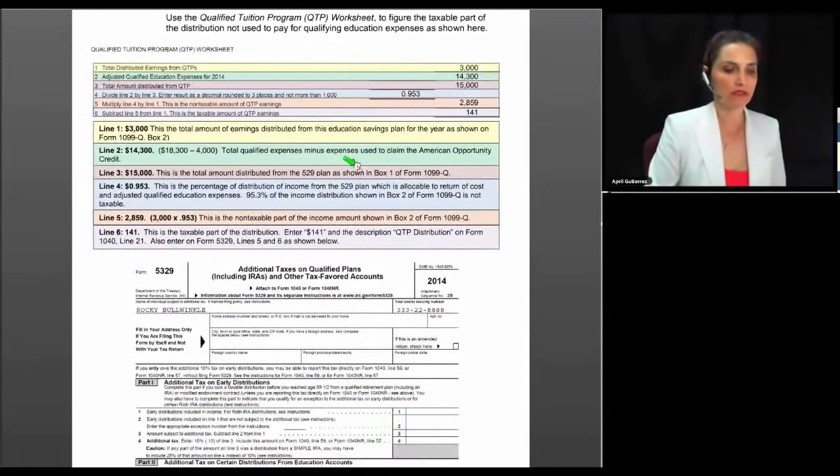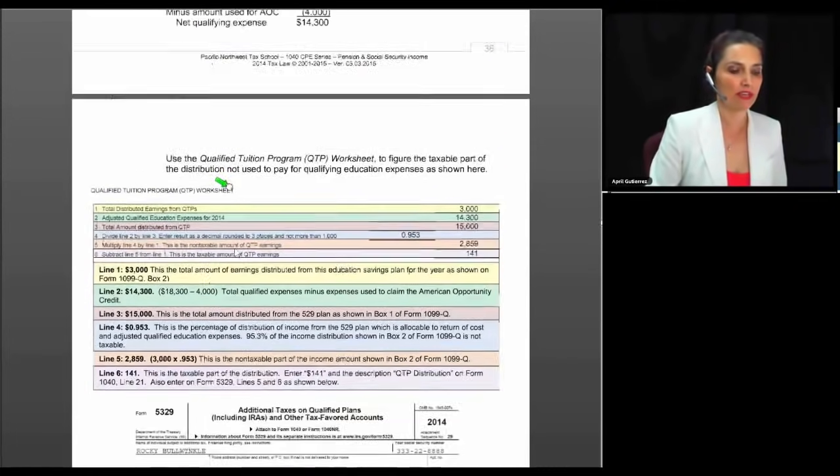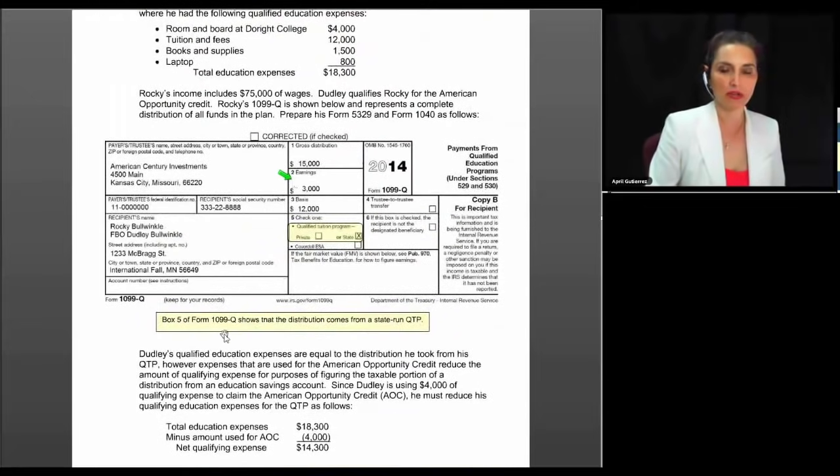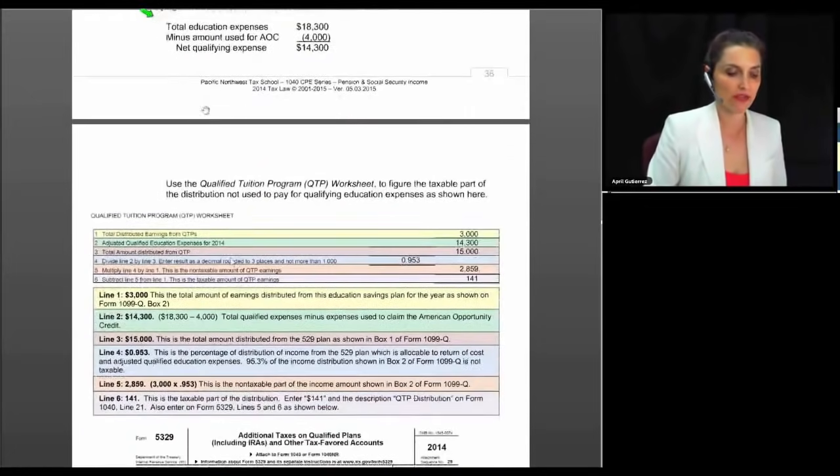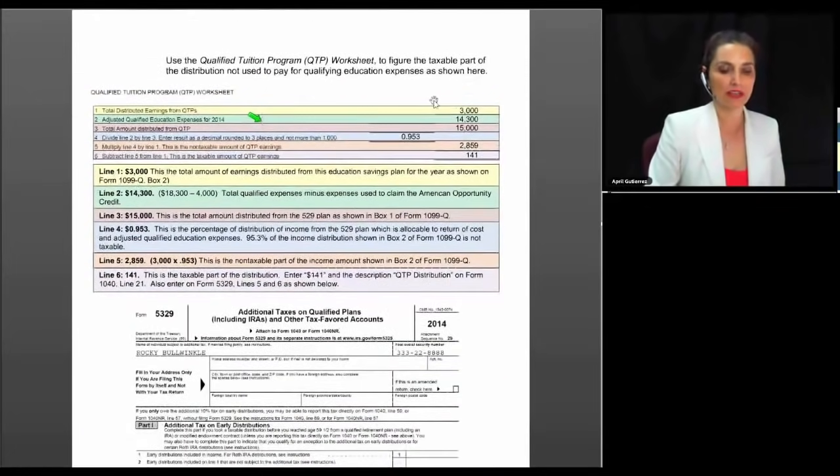And now it's time to do this worksheet that you see right here to figure out what the taxable part of the distribution is. So we begin on line 1 where it says total distributed earnings from the QTP. Well, that is the amount shown in box 2, earnings, $3,000. So that's the starting point, $3,000. Then it says, what is the adjusted qualified education expense? Well, we've determined that that's $14,300. And the total amount that was distributed from the QTP, we remember, is $15,000.